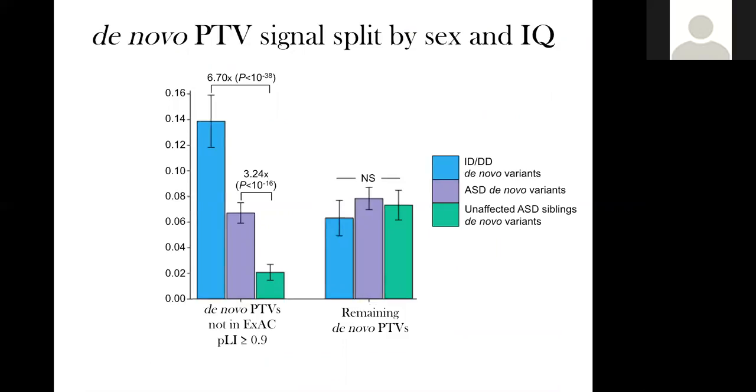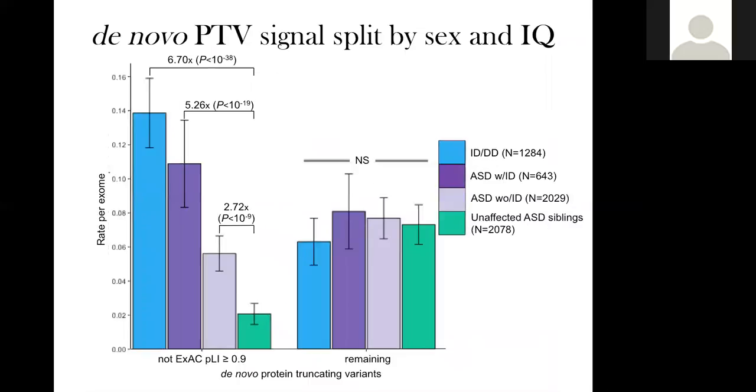Now, if we want to start looking at these rates split by sex and IQ, here what I've done is we have intellectual disability and developmental delay, and then autism is now split. The dark purple is ASD with ID, and the light purple is ASD without ID. So you can see that the individuals with autism and intellectual disability have a much higher rate of de novo PTVs than the individuals with just autism, which is basically what we saw before.